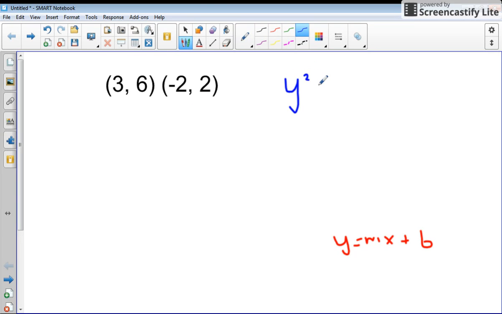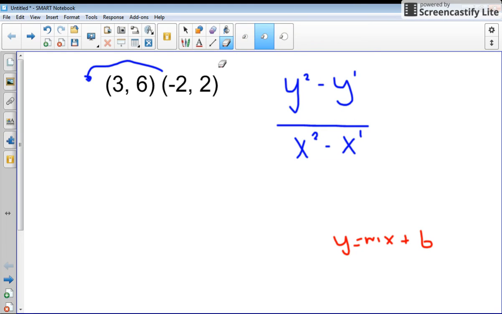If you got it, it should be y2 minus y1 over x2 minus x1. Some of you are so used to that it's just second nature. For those of you who aren't, I don't actually like this formula because it implies that if you change the order, like if I put -2, 2 in front of 3, 6, somehow my formula changes. And that's not true.